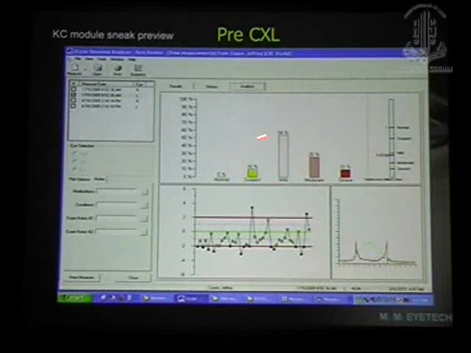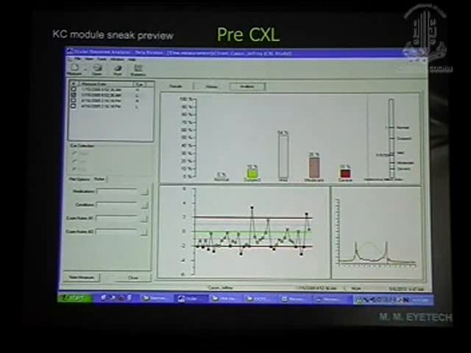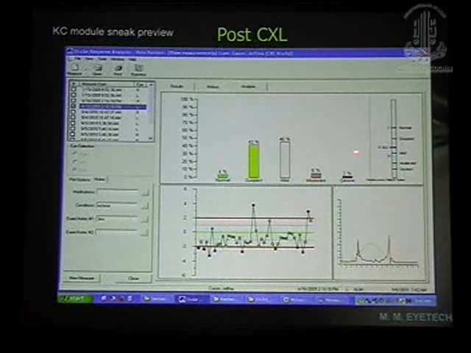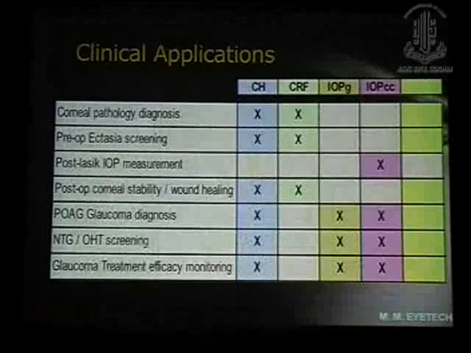This is what happens in pre-cross-linking. A patient with mild keratoconus with a value of 0.02. And this is what happens post cross-linking. A year later, the values have improved to 0.3. So there is some biomechanical evidence to suggest that cross-linking actually works.